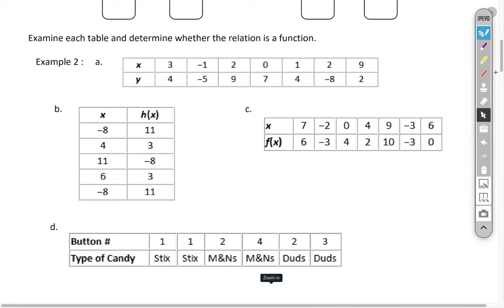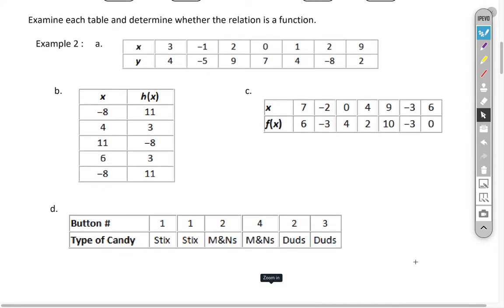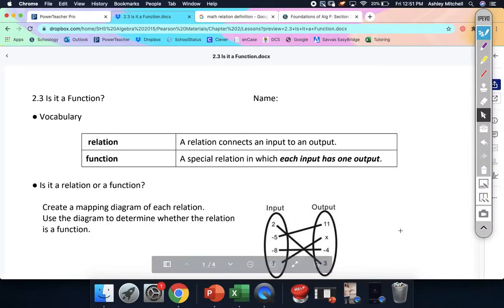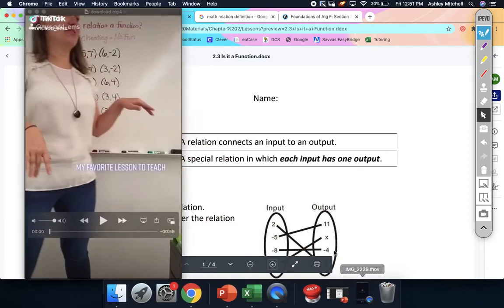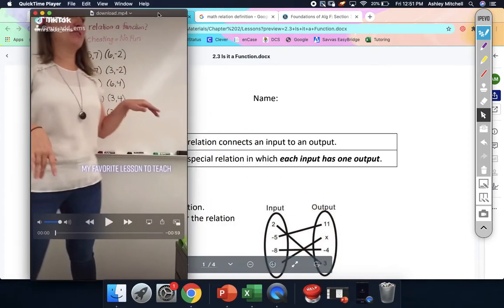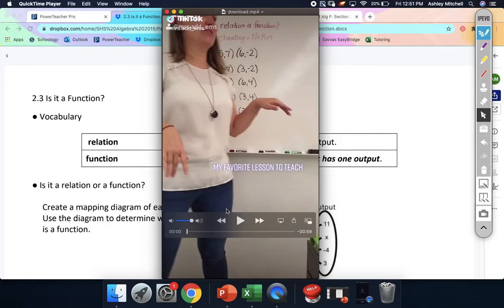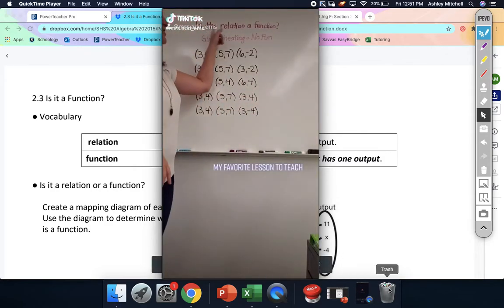So, quick fun video that I found on TikTok that I want to show you guys. Let's see if it'll pop up here. I might have to zoom out of my screen first. Here we go. So let's watch this video and see how this teacher explains, is it a relation or is it a function?